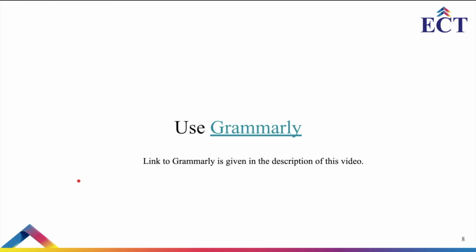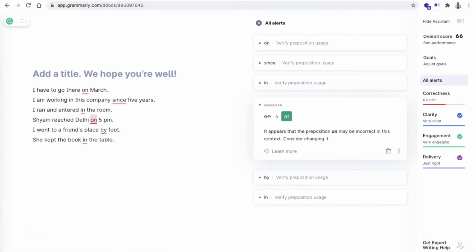The third way to try is to use Grammarly. You can use Grammarly to identify incorrect prepositions, and then you can fix those prepositions with correct prepositions. So this is how Grammarly works. I have written 6 sentences with incorrect prepositions to show you how Grammarly works.